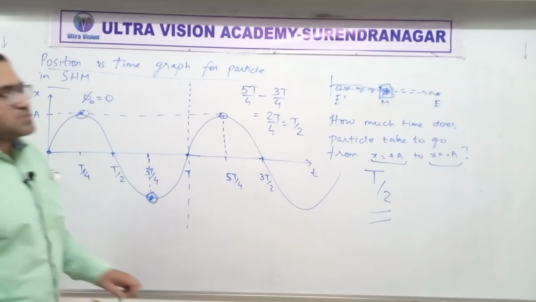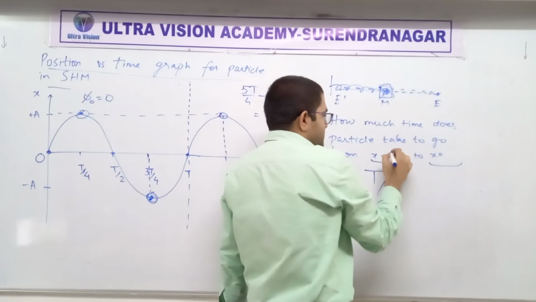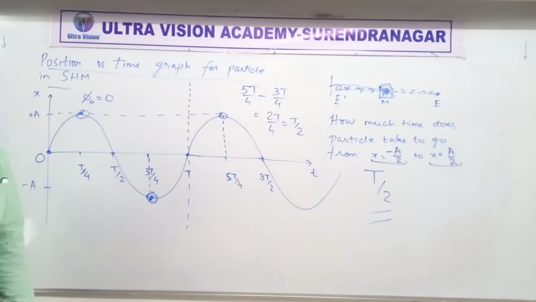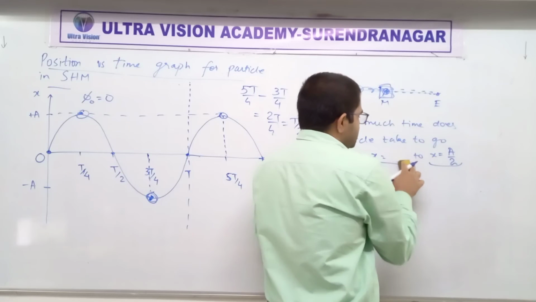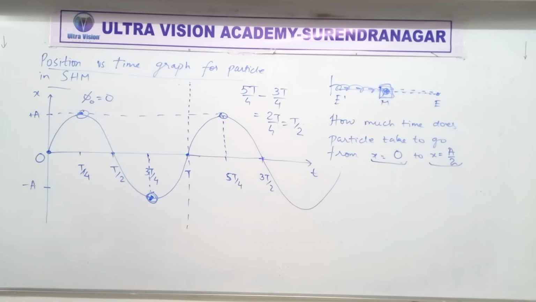Well, now let me change this question a little bit. How much time does it take to go from x equal to 0 to x equal to A by 2? Come on. How much time will it take to go from x equal to 0 to x equal to A by 2? That is from 0 to A by 2, somewhere here. T by 4, are you sure, Raj? If the answer were T by 4, then A would already be reached. How can it be here at A by 2 also, right?